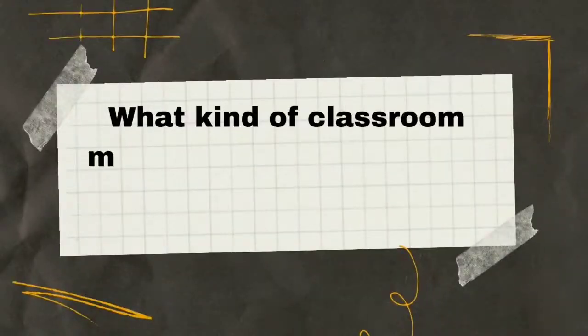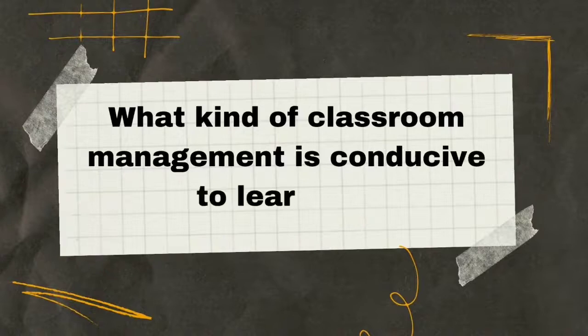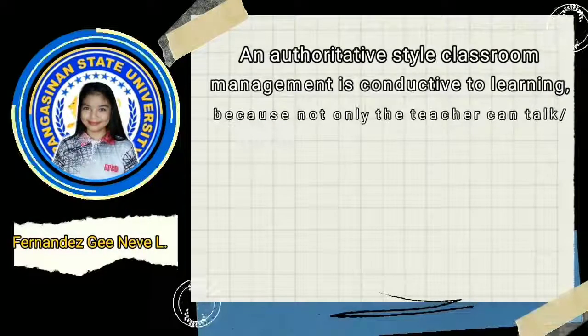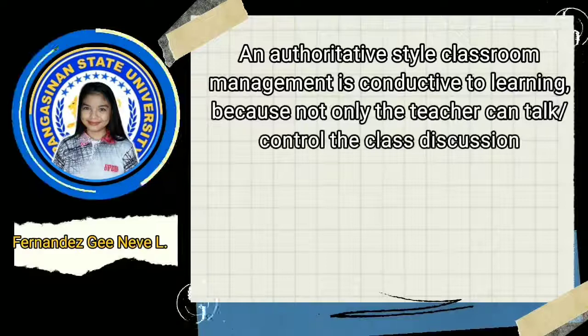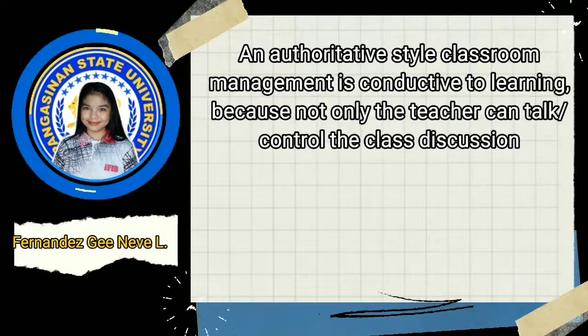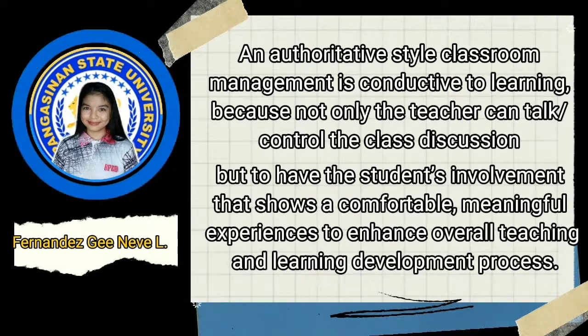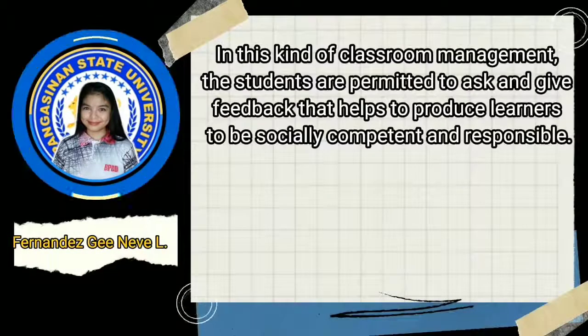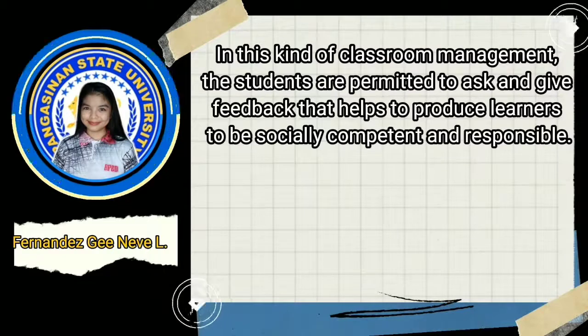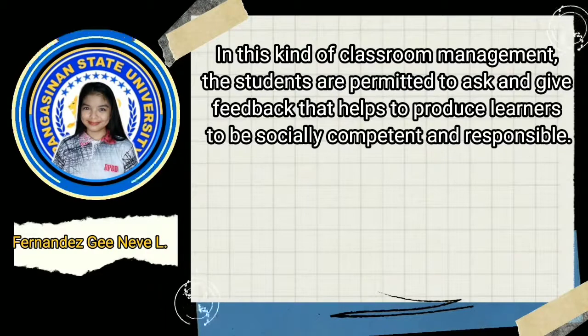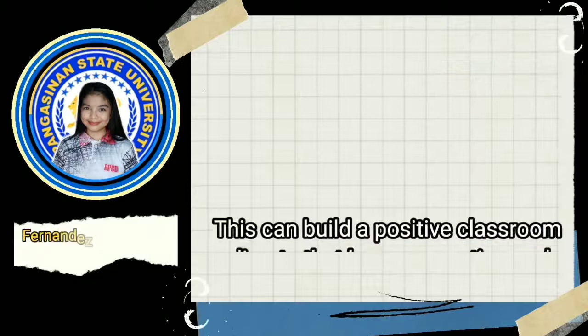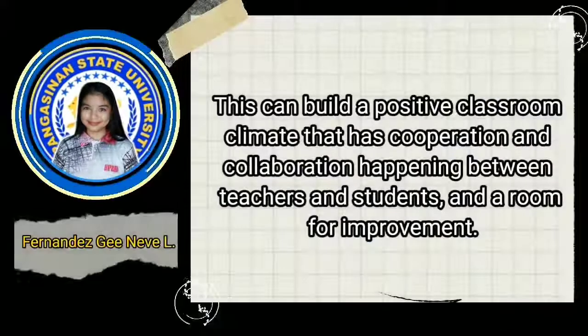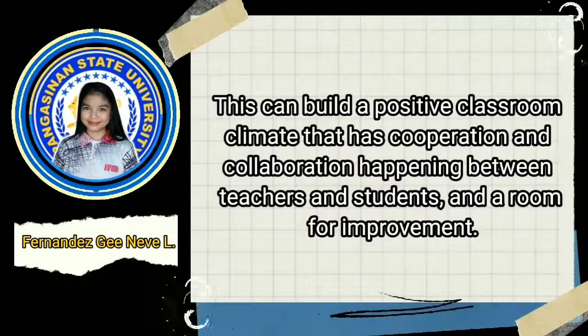What type of classroom management is conducive to learning? An authoritative style classroom management is conducive to learning because not only the teacher can talk or control the class discussion, but there is students' involvement that shows a comfortable, meaningful experience to enhance the overall teaching and learning development process. In this kind of classroom management, the students are permitted to ask and give feedback that helps to produce learners to be socially competent and responsible. This can build a positive classroom climate that has cooperation and collaboration happening between teachers and students and room for improvement.